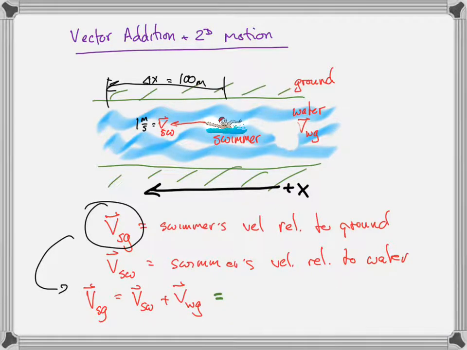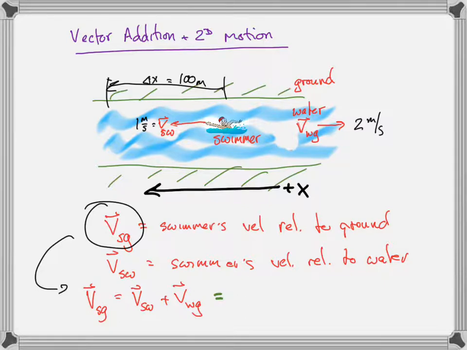Okay, let's do another example. Now what if the water is flowing in the other direction? The swimmer is swimming against the current, and the velocity of the water is, I guess we made it 2 meters per second, so let's make it 2 meters per second downstream.